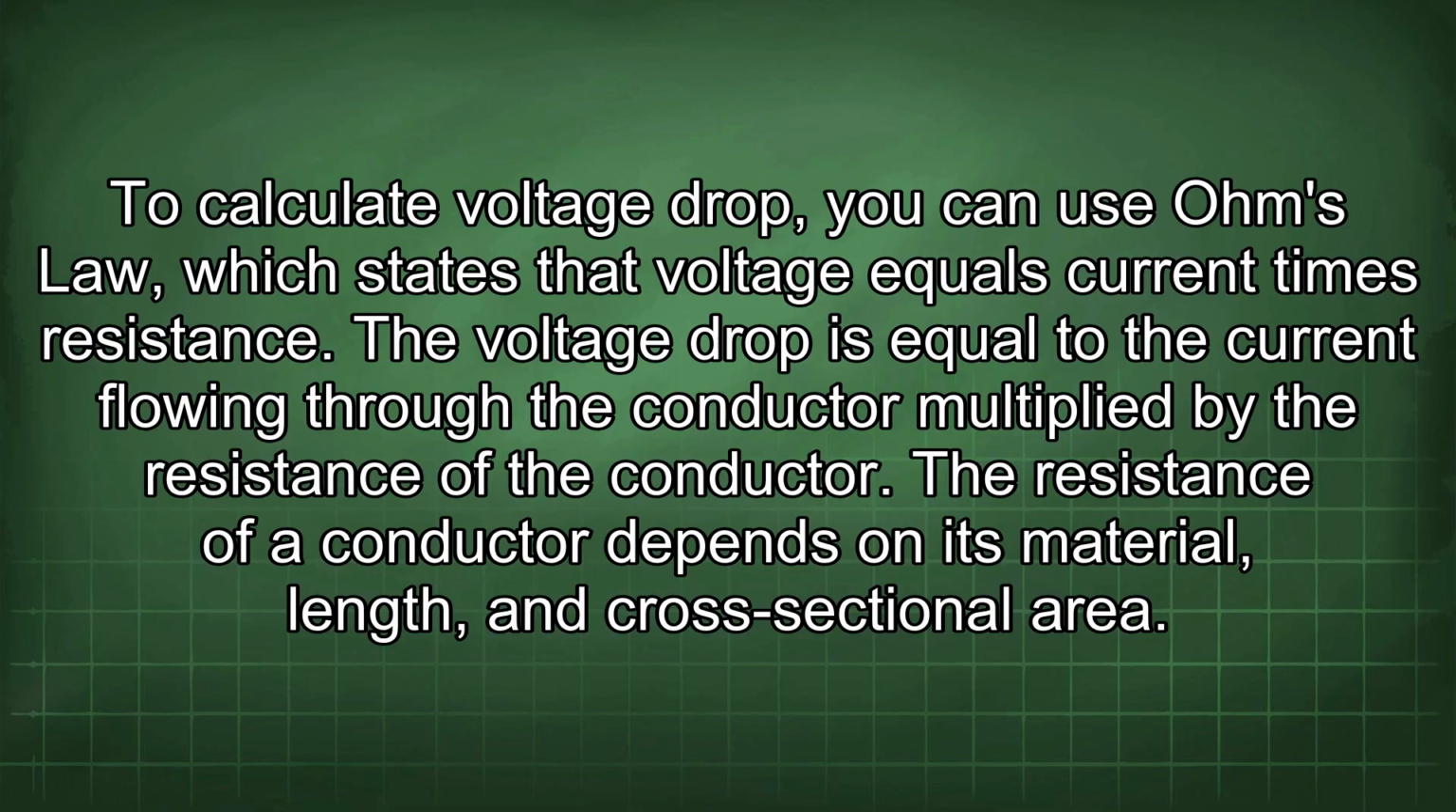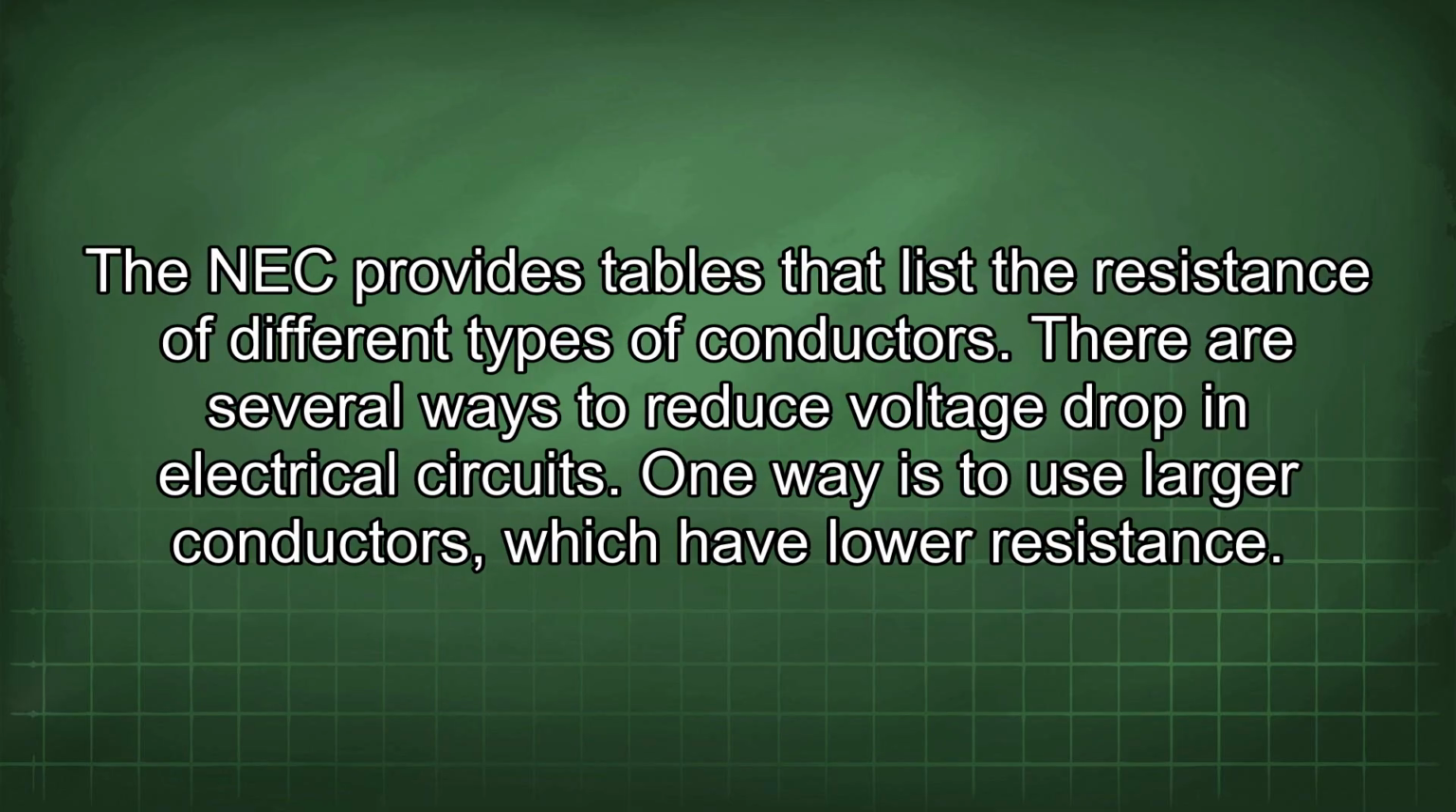The voltage drop is equal to the current flowing through the conductor multiplied by the resistance of the conductor. The resistance of a conductor depends on its material, length, and cross-sectional area. The NEC provides tables that list the resistance of different types of conductors. There are several ways to reduce voltage drop in electrical circuits.